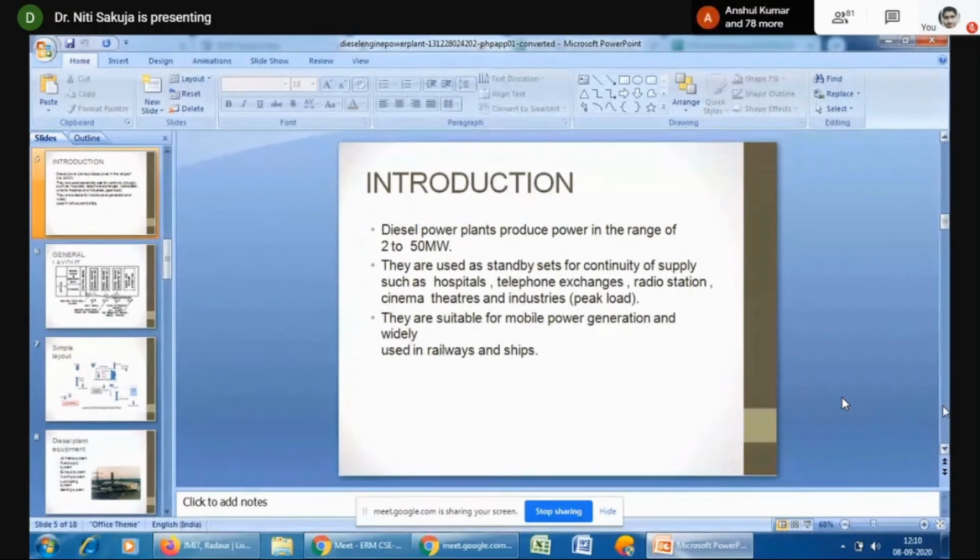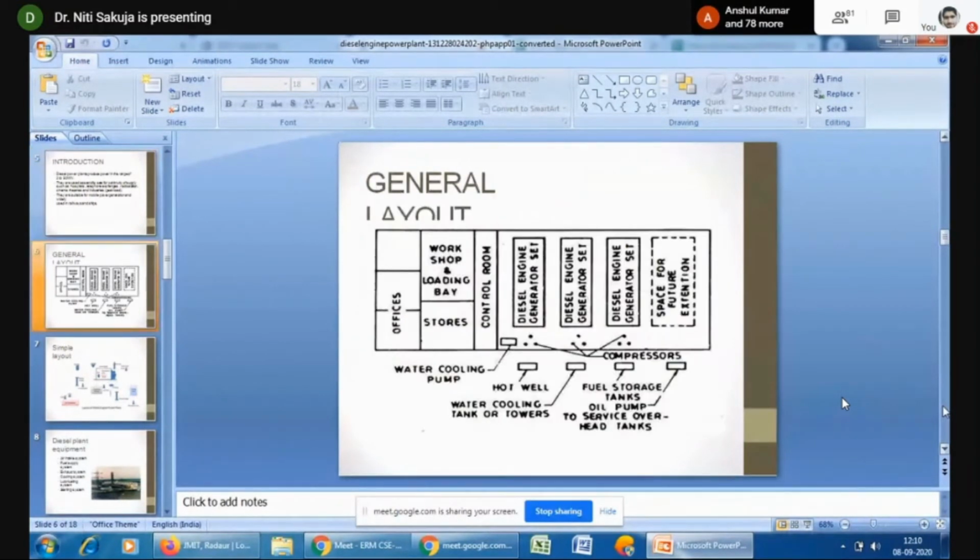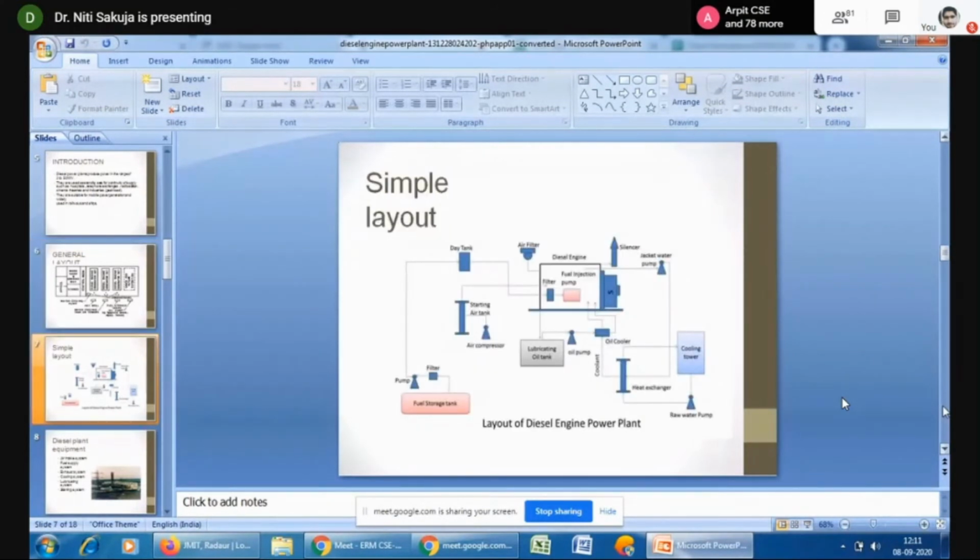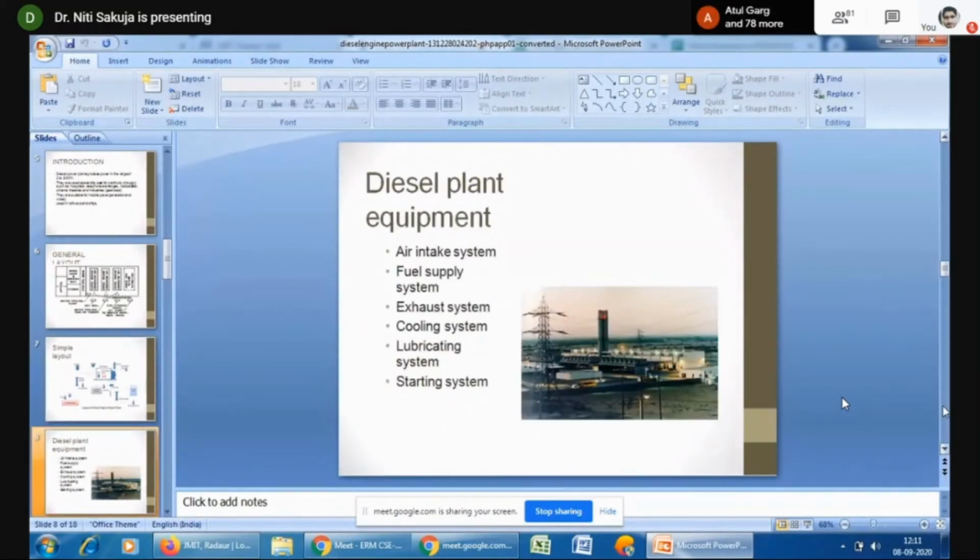We will not go into much technical detail. This is the general layout of a diesel engine power plant: there are generator sets, a space for future extension, cooling towers inside, fuel storage tanks, compressors, and pistons. Both are layouts of diesel engine power plants, so the question is how much equipment we use.